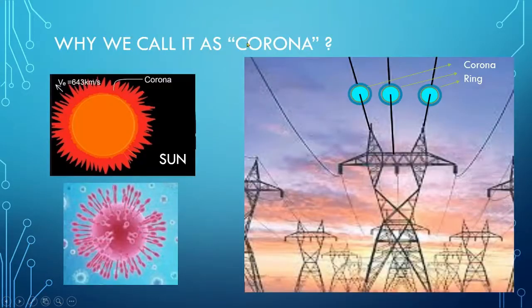So why do we call it corona? You see the sun, it has light rays around its circumference. This outer ring part of the sun is known as the corona. In recent days we are suffering from a virus known as coronavirus. That virus also looks like the sun, which is why it's called coronavirus. The same kind of ring which is around the sun occurs around the conductor over the transmission line. So that is a corona ring. So let's see how to reduce the effect.